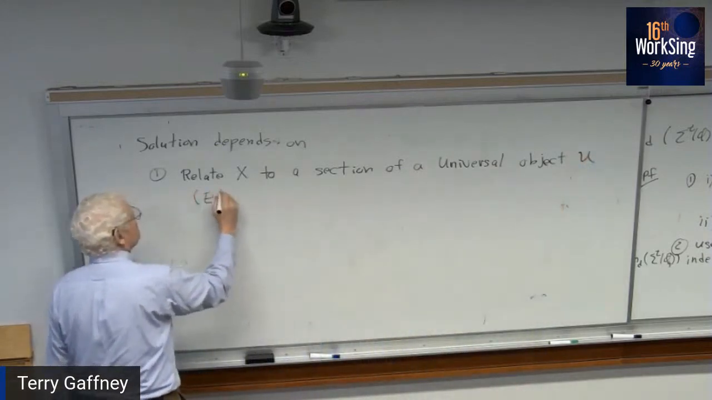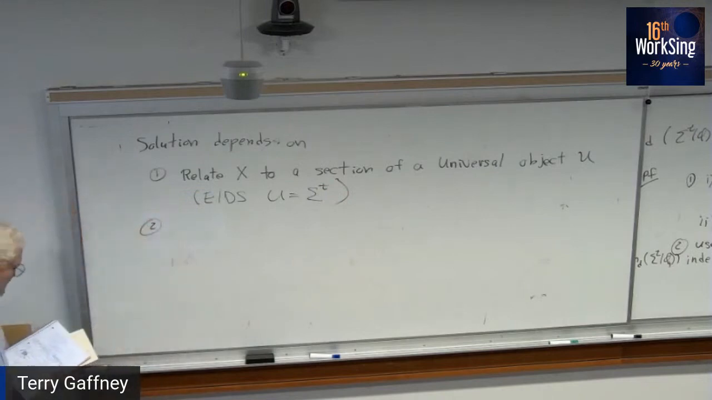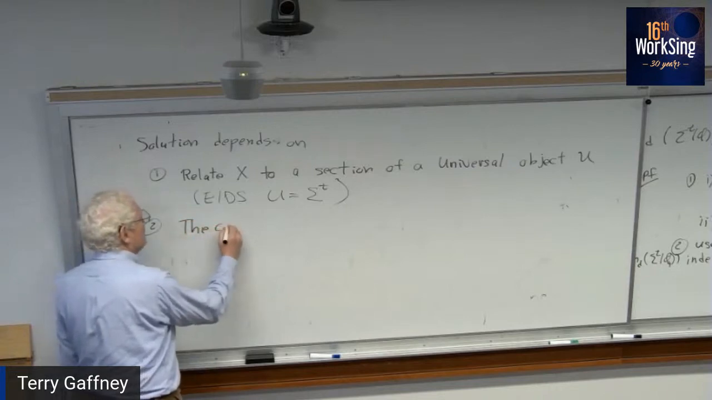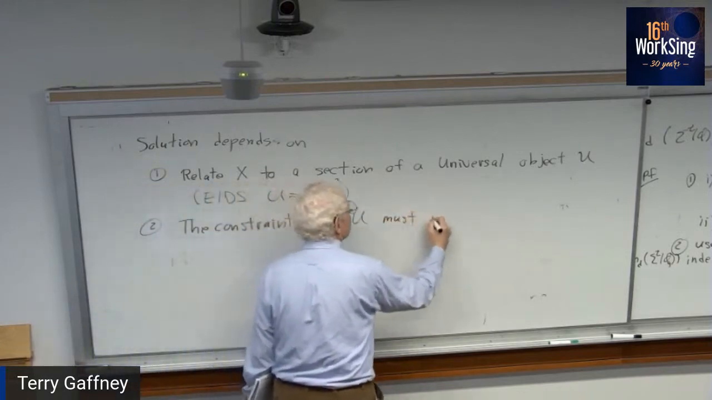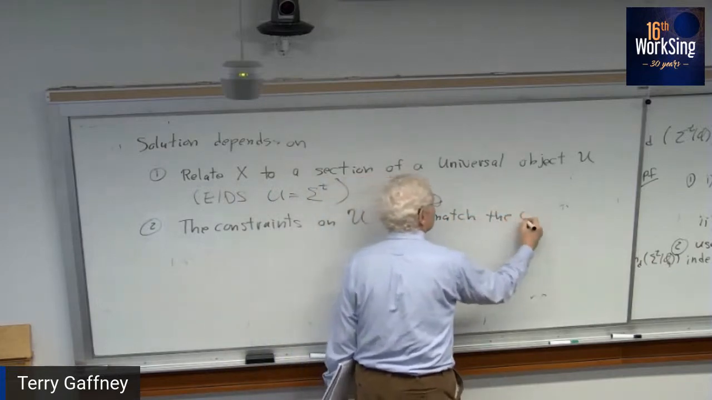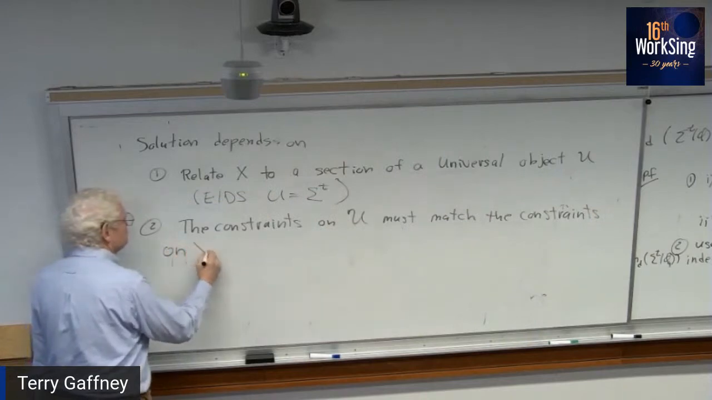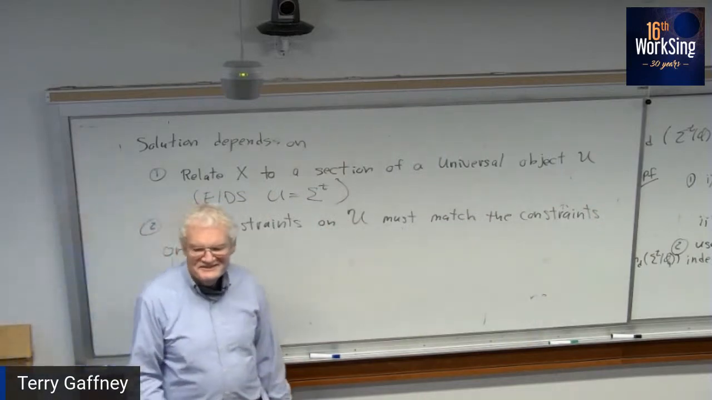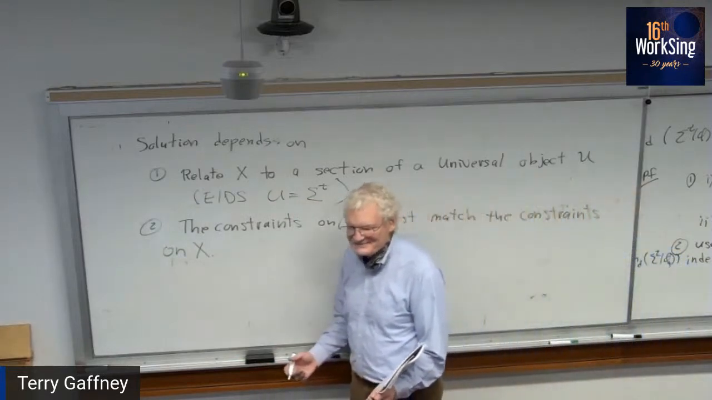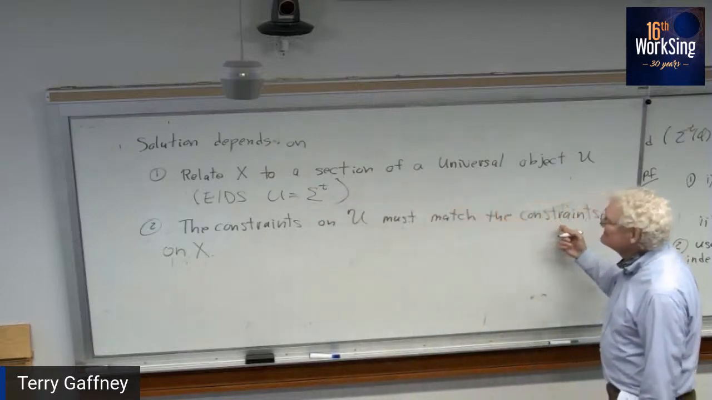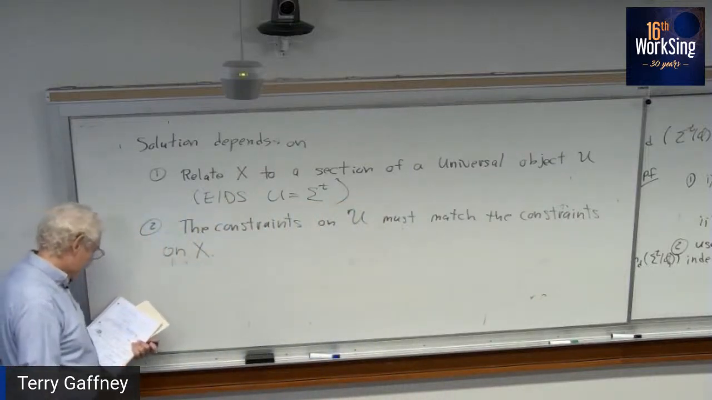In the AIDS case, u is equal to the sigma t's. The constraints on our universal object have to match the constraints on x. In our example, the AIDS example, x was always a determinantal singularity. We were not allowing any deformations to x, which left that setting. So this was very easy in this case, because we just took u to be a universal determinantal singularity, that's a curve. But it's not so easy as we try to extend these ideas.